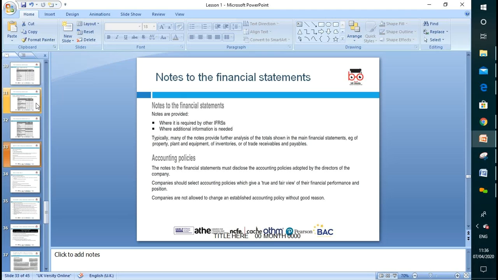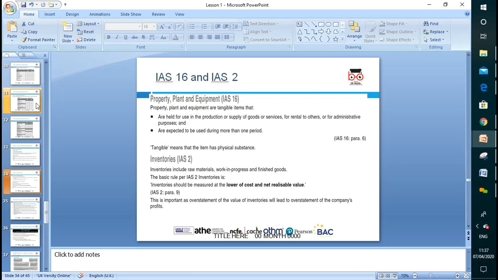Accounting policies: the disclosure of accounting policies adopted by the directors of the company. The company should select accounting policies that give a true and fair view of the financial performance. A company is not allowed to change established accounting policies without giving a good reason why. Whatever costing method you use, you have to carry on using the same. We have other accounting standards as well, such as International Accounting Standard 16, which is about property, plant, equipment, how we can depreciate, straight line, diminishing, and over which period. So these all come under IAS 16.